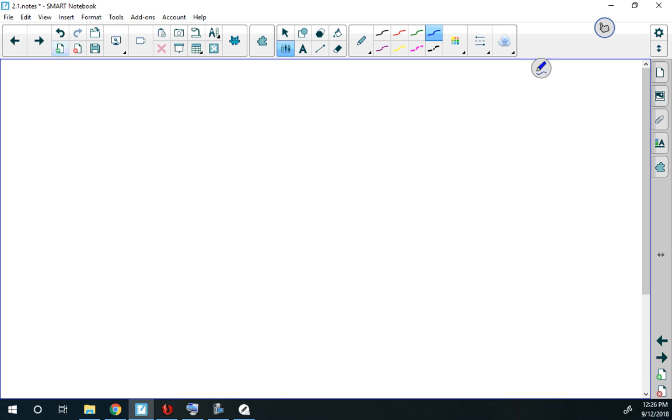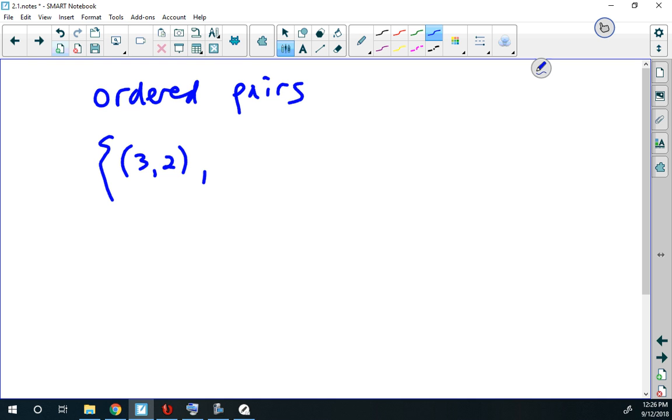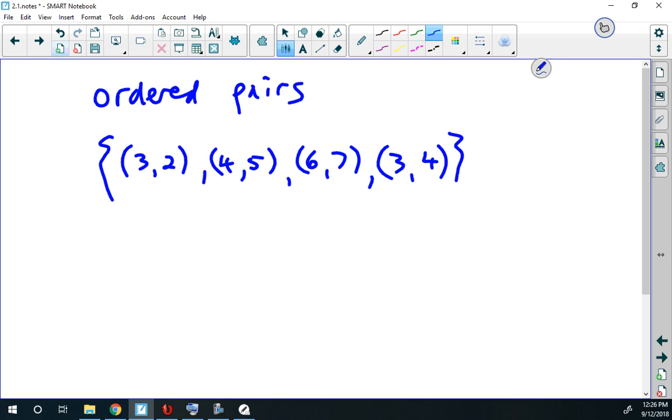Well, let's think about ordered pairs. Suppose we have something like (3, 2), (4, 5), (6, 7), (3, 4). Is that a function? Maybe we should graph it. (3, 2), (4, 5), (6, 7), (3, 4).